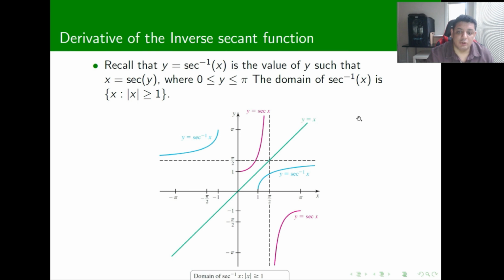Now, remember that secant is 1 over cosine. So if cosine is between minus 1 and 1, it means the secant needs to be bigger than 1 or smaller than minus 1. And so that's in terms of range for the secant. So that means that in terms of the inverse, it is going to have as domain x bigger than 1 or smaller than minus 1.